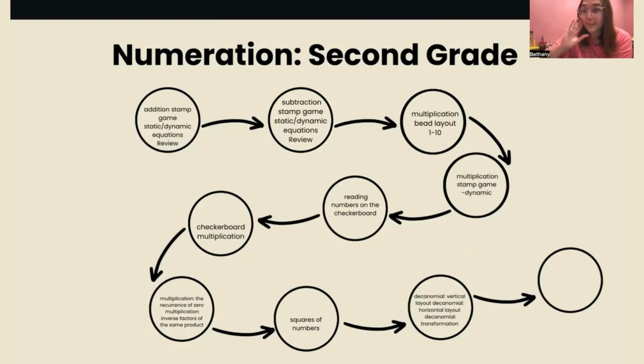And usually, instead of doing the vertical and then the horizontal layout, I like to go just to the transformation, which is why I do the squares of numbers before that layout. I guess you could do the vertical layout and then the squares of numbers and then say, okay, we're going to do the vertical layout or the horizontal layout of the decanomial again. And then I would show them the transformation where the spine turns into squares. All the rest of them match up into squares, and then the squares turn into cubes, and then the cubes stack up to be the pink tower. And that's my favorite second grade presentation.